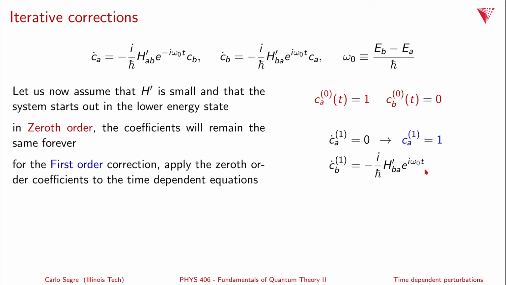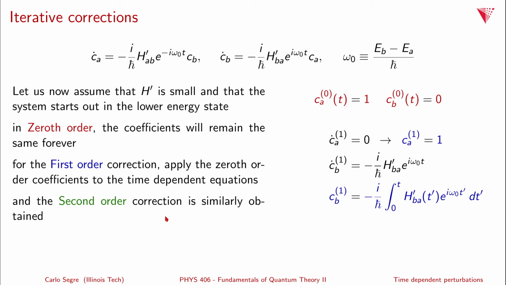For CB, we have this defining equation, which is a differential equation we can solve by direct integration. That means that CB1 is equal to minus i over h bar, integral from 0 to t, of H prime BA of t prime, e to the i omega naught t prime dt prime. So this will not be 0 any longer. It'll be something different than 0 because of this interaction term that we've integrated to time t.